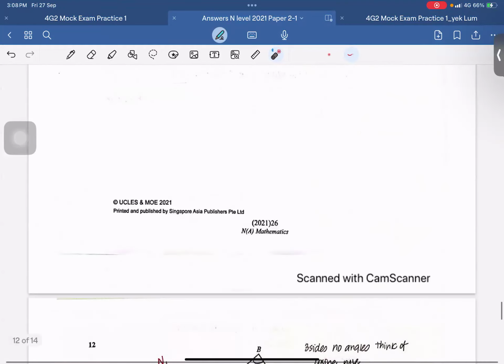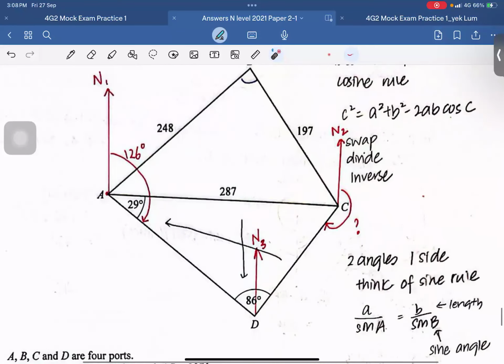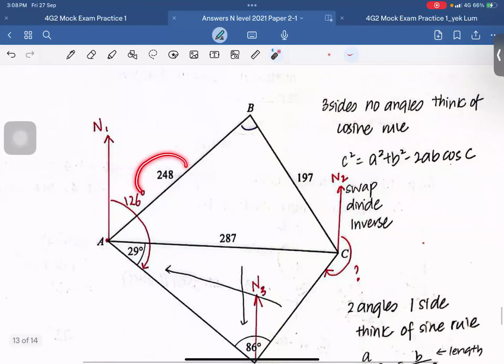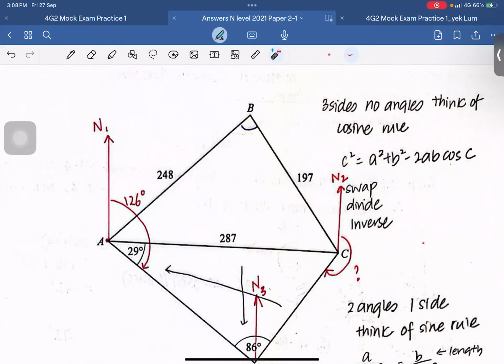Next question. All right, this one over here, if you choose to do question number 12, you need to do the trigonometry. Now, this part over here, first thing we need to take note in our diagram, we have all 3 lengths. When there's only 3 lengths, it means if I want to find any angle, I need to use the cosine rule, but the one that needs to do swap, divide, and inverse in order to find one of the angles.